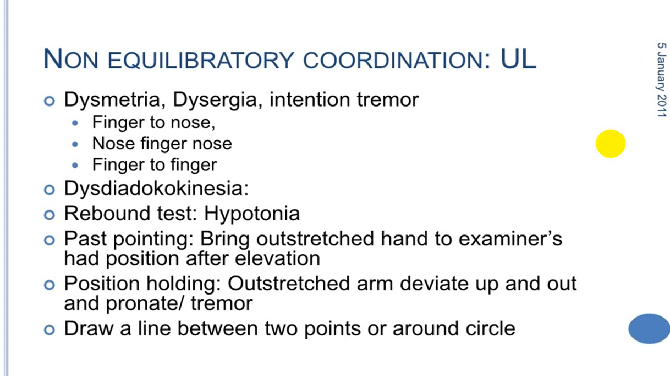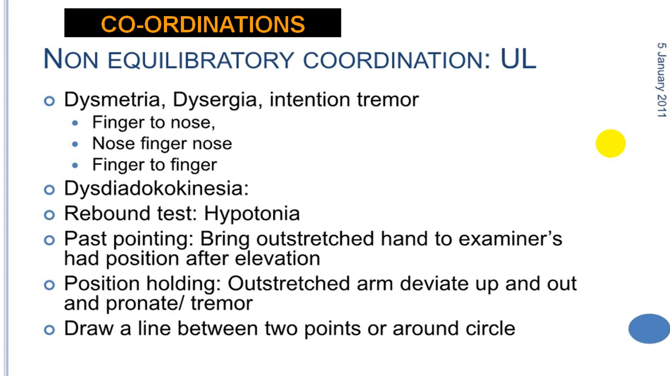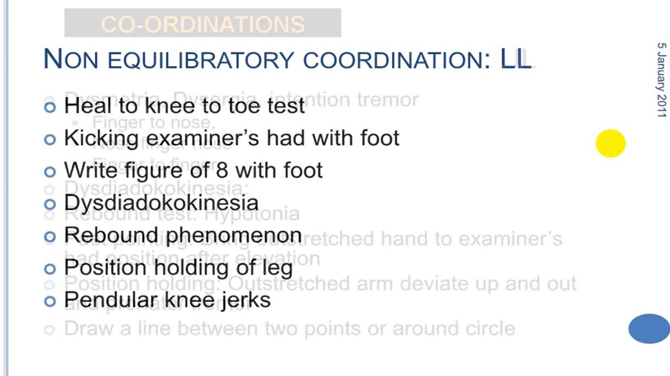If you ask the person to draw a circle, the person will not be able to draw it by tapping. That is also demonstrable because of what we call incoordination. These are all the tests which you can do in the upper limb.